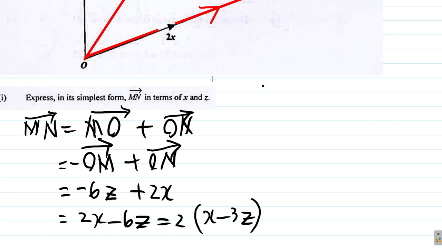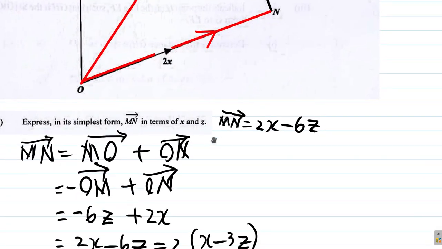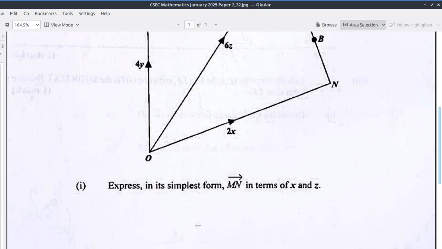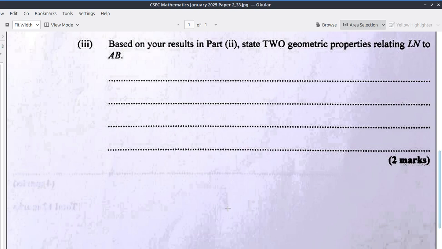So let me just write it here. MN is equal to 2x minus 6z, because MN in terms of x and z means you have x and you have z and you have numbers. Alright, so that's part one. 1 mark for that. See what else they say.